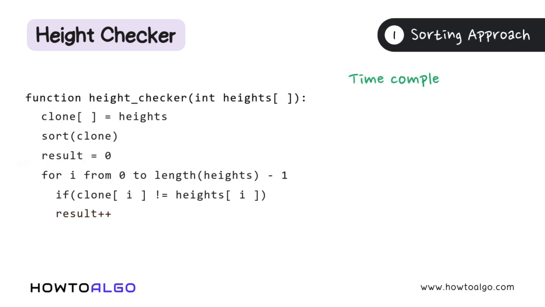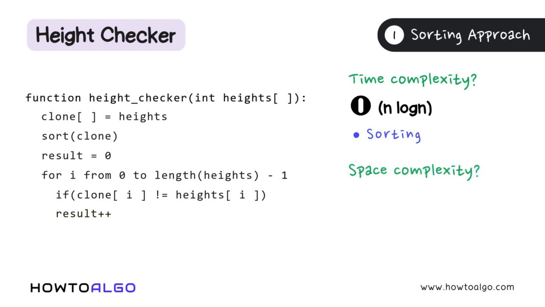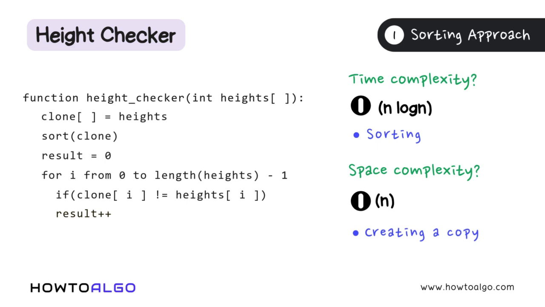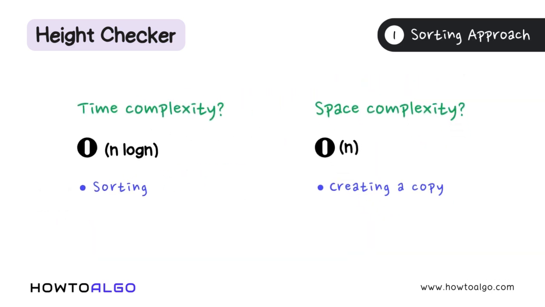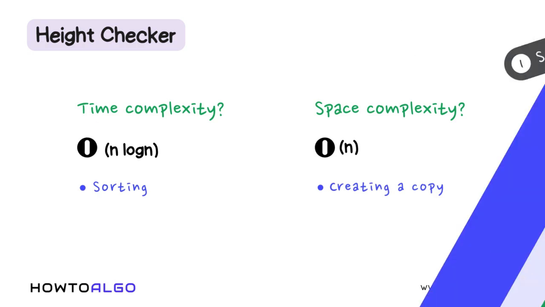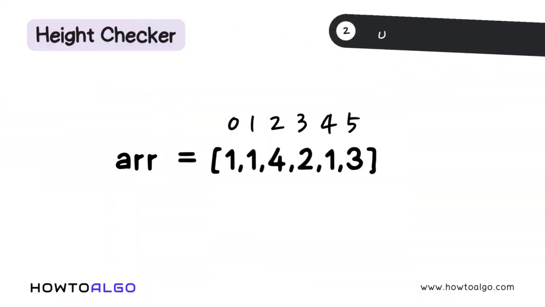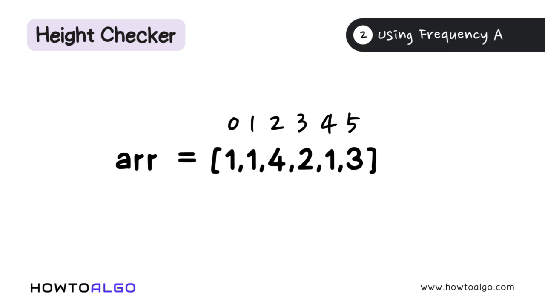The time complexity of this algorithm is big O of n log n, because we sort the clone. The space complexity of this algorithm is big O of n, because we create a copy of the original array, hence using n space. But simple isn't always fast. This method isn't the quickest, especially with a lot of kids or data. Let's see the optimized approach using a frequency array to determine the students those are out of order.